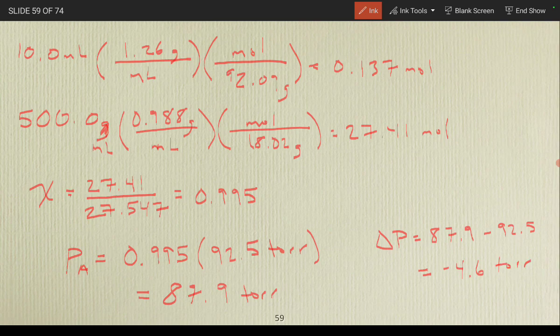So in this case, since we were looking for the delta P rather than the new vapor pressure, we just had to go one step further and do final minus initial to actually quantify the exact change in that pressure.